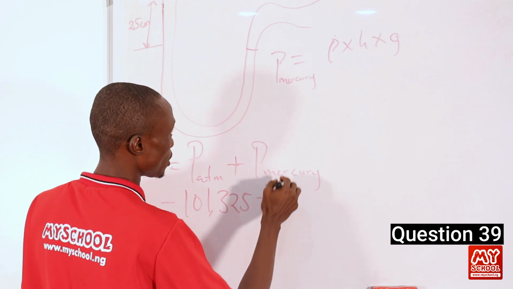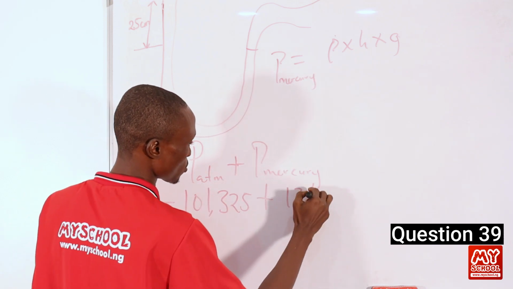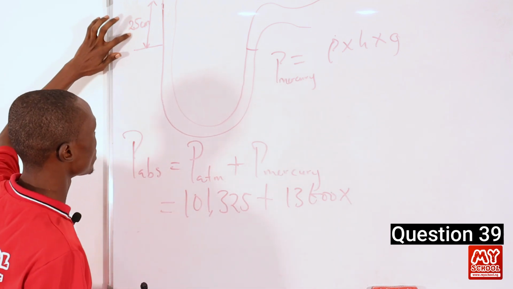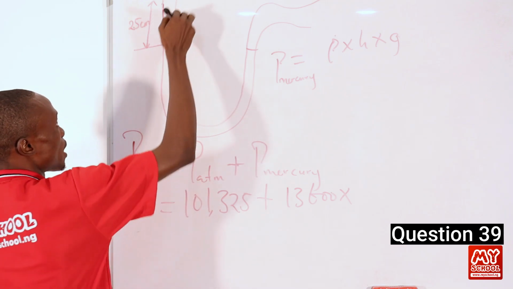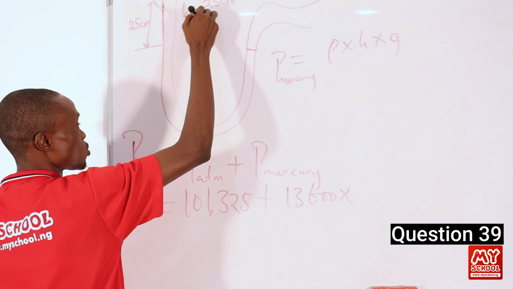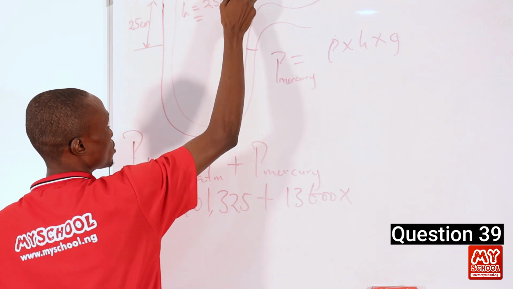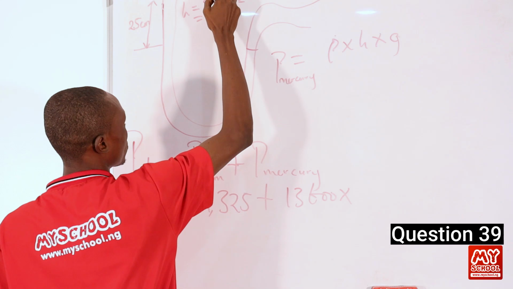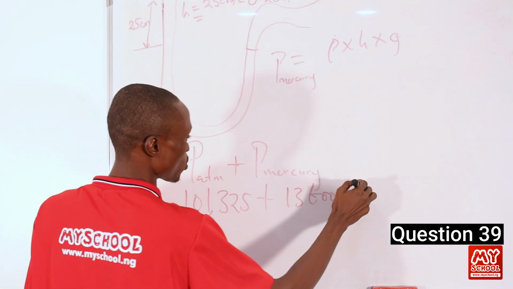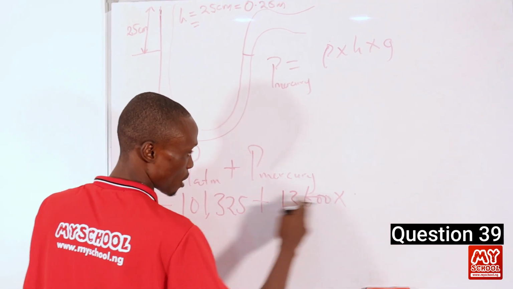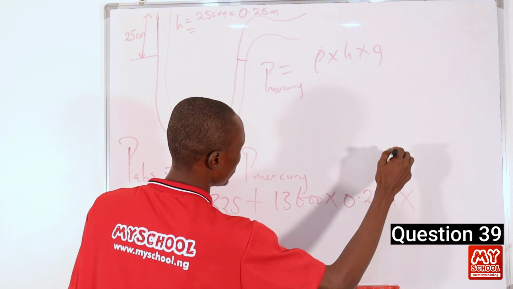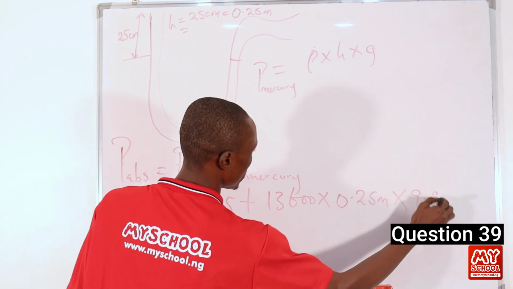So that would be the density of mercury, 13,600, times the height. We have to convert the height to meters. Since height is equal to 25 centimeters, we have to convert it to meters by dividing by 100, so that will be equal to 0.25 meter. So that's what we are using here so that all the units can be the same. Then times acceleration due to gravity, which is 9.8.